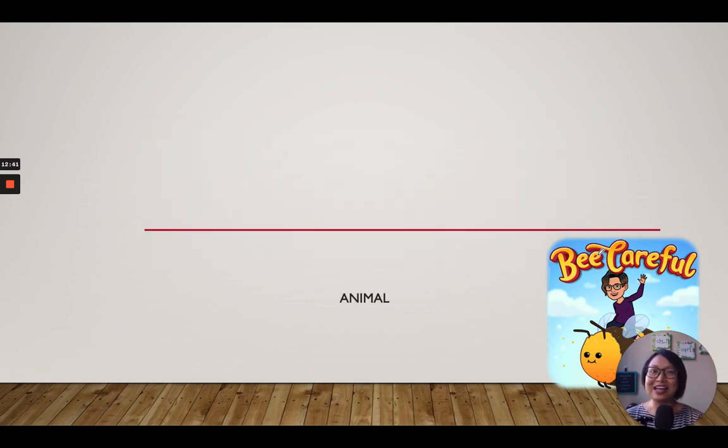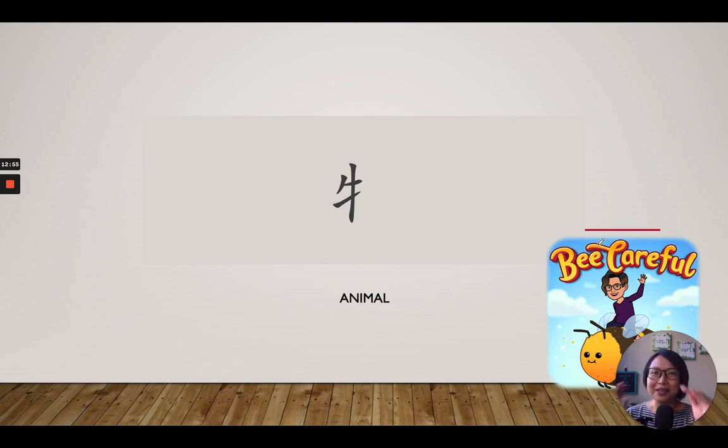And let's take a look at this radical. Remember the word 特別. The word 特 has this radical. This is actually a squished form of the word 牛. Who knows what is 牛? It is a cow. And people use this radical to tell if it is an animal. But it is not a very strong radical.